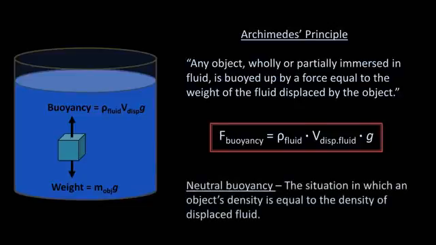Neutral buoyancy is a special situation in which an object's density is equal to the density of the displaced fluid. In other words, its weight is equal to the buoyant force. As you might expect, in this circumstance, the object may seem to hover within the fluid. Let's look at an example of using buoyancy to solve a physical problem.